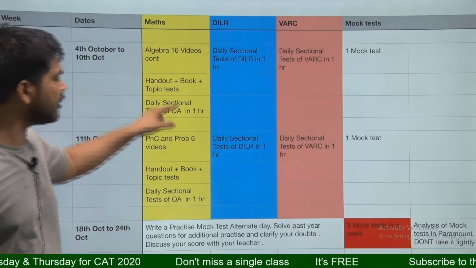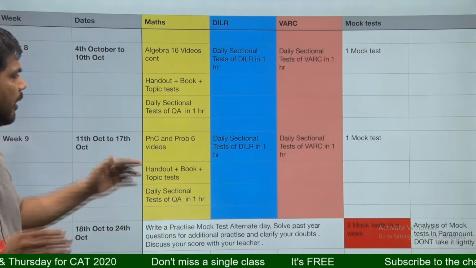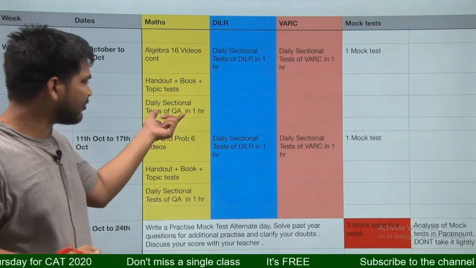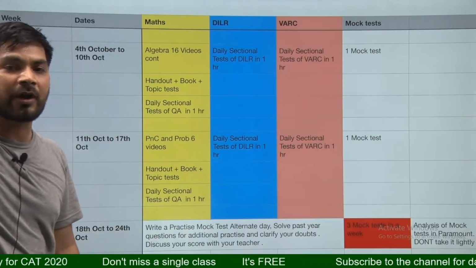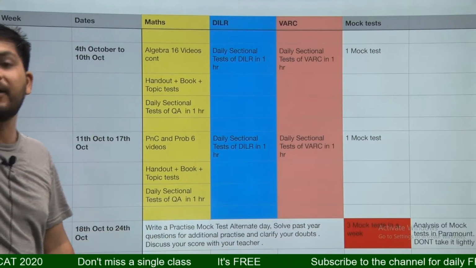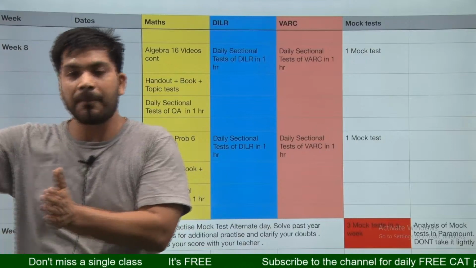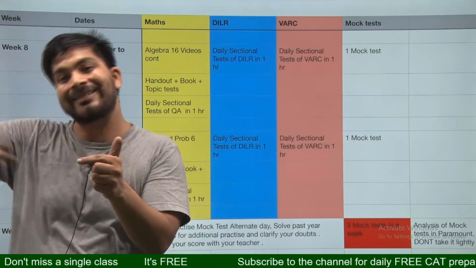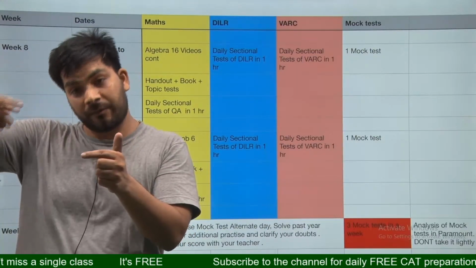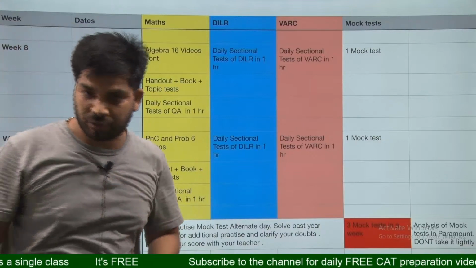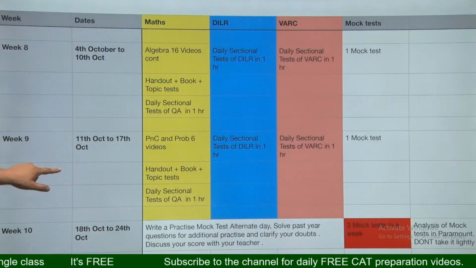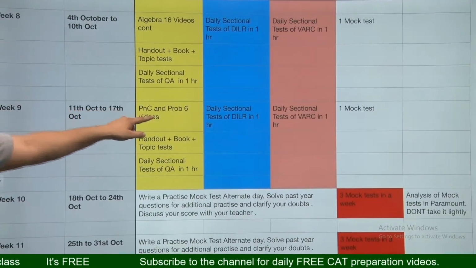In algebra, 15 days continuously algebra, plus keep on giving a sectional test of quants in 1 hour so that you don't forget what you have studied in number system, geometry and arithmetic. So if you're studying for 3 to 4 hours every day on algebra, make sure that 1 hour is given to your tests and for the topics you have completed in the last 2 months. That's how it goes.